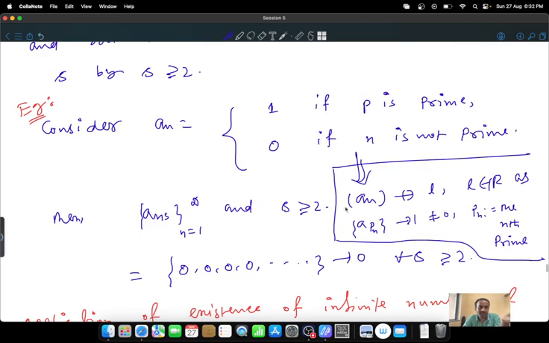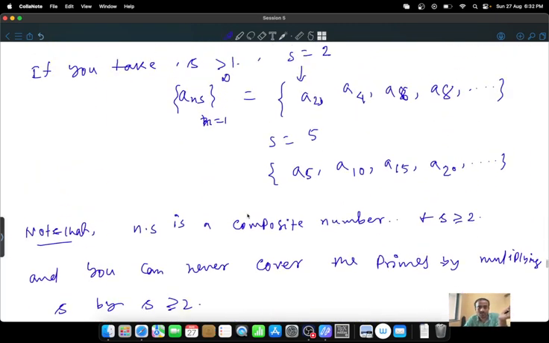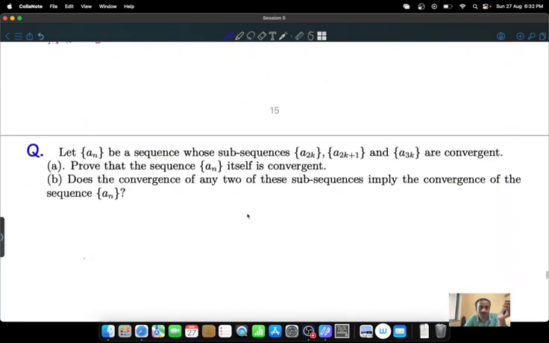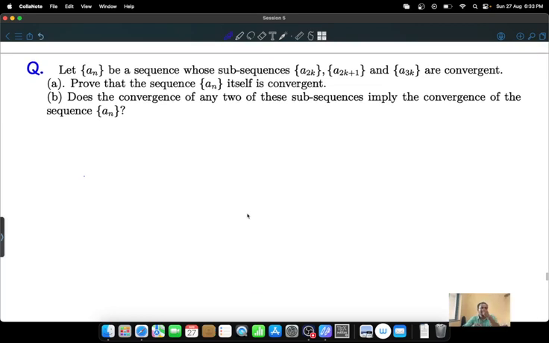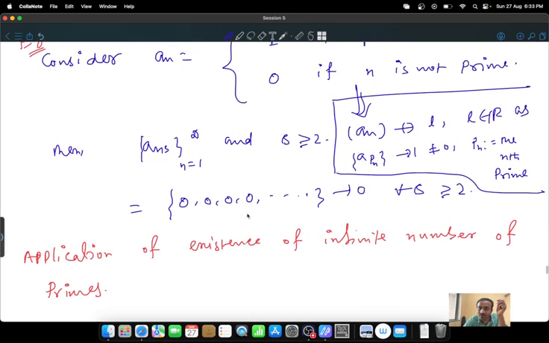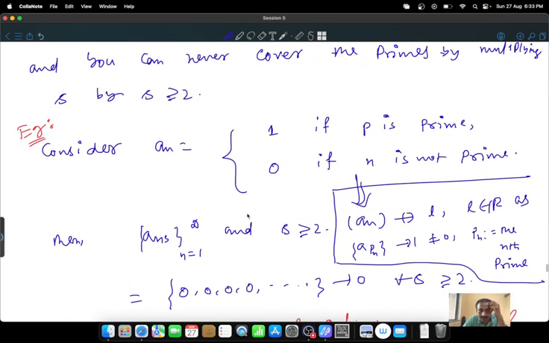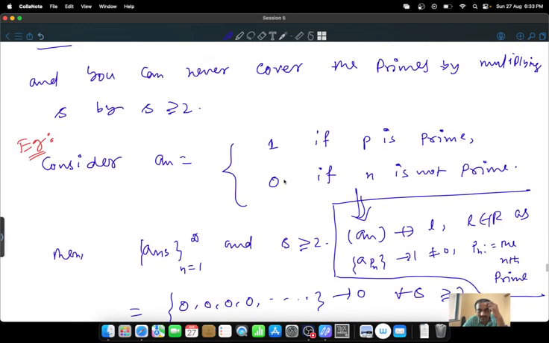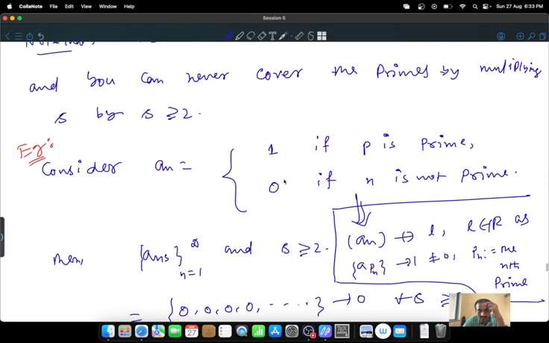I think this problem was interesting for you. The next one is also a very interesting one. Sir, I have a question here. Yeah, sure. Sir, if we assume that all these subsequences we take of a_n converge to the same limit, then will the sequence be convergent?